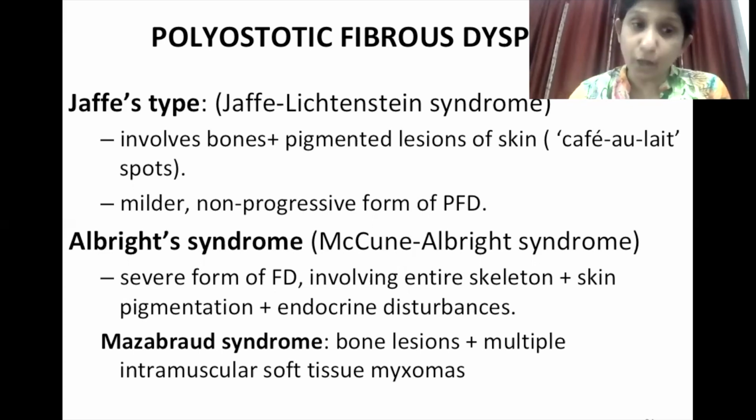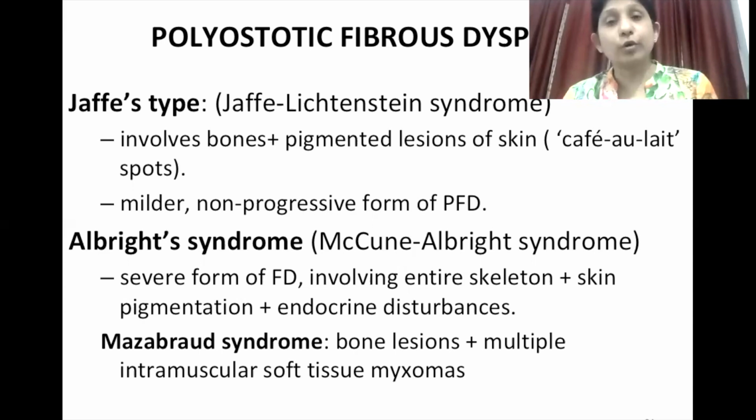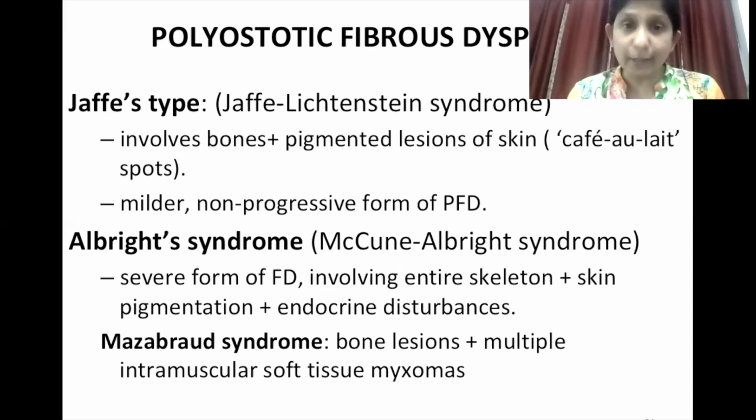Now, in McCune-Albright's type, you will actually see the endocrine cells also affected, other than the bones and the melanocytes. So you also have endocrine lesions here, which is why you have endocrine disturbances, and that is called McCune-Albright syndrome. It's only a minor difference between both of them regarding endocrine abnormalities, but we should know which is which.